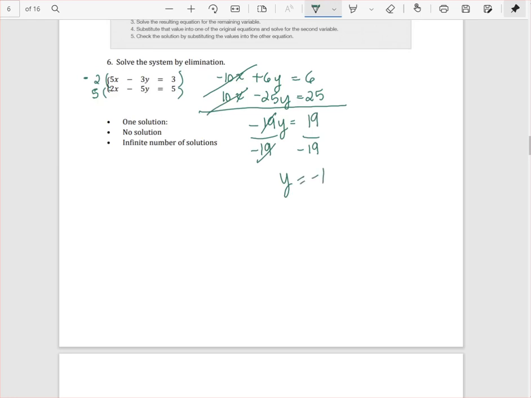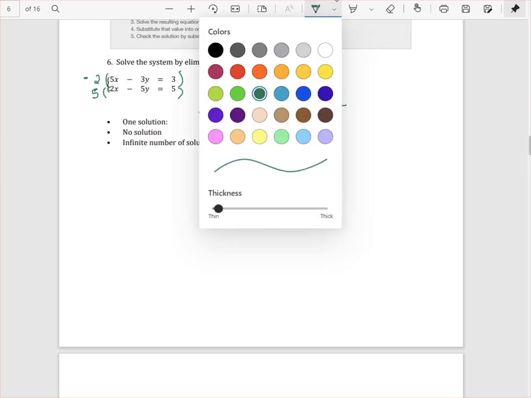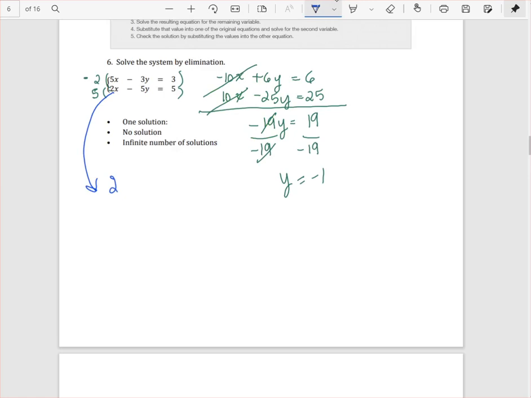Now, in order to find the x, just pick any of the other two equations, whichever one you prefer. Just going to get the bottom one. And you're going to substitute the value you just found. So I found the y, so I'm going to put negative 1. And I'm going to solve for the other letter. So I'm going to solve for x.